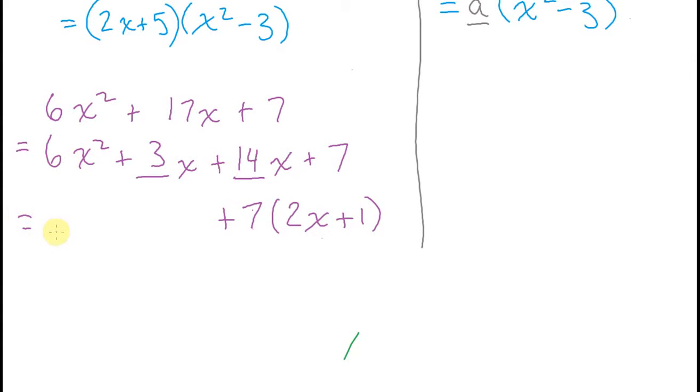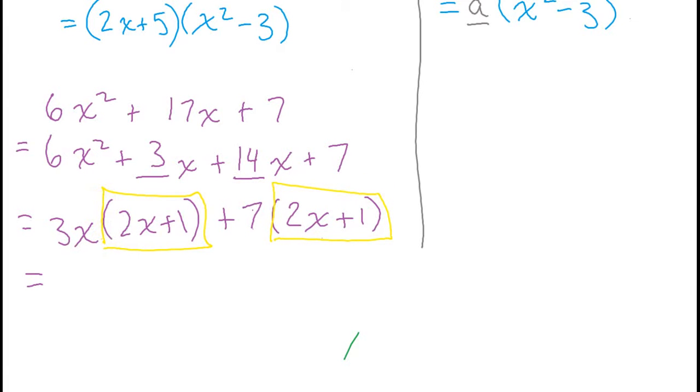And here if we take out 3 and x, because there's a common factor of x here, we're left with 2x plus 1. And now our common factor here, we can take that out. 2x plus 1. And what's left over? 3x plus 7. And we factored it. So what do you think is easier here for this trinomial?